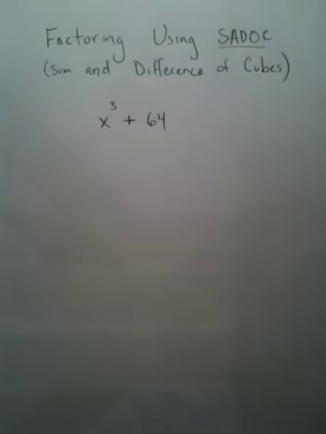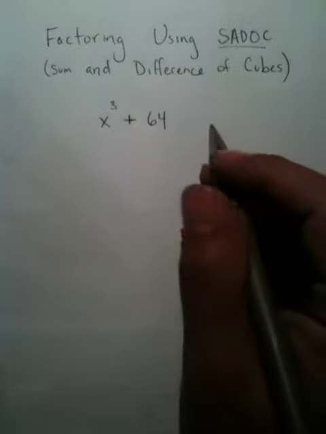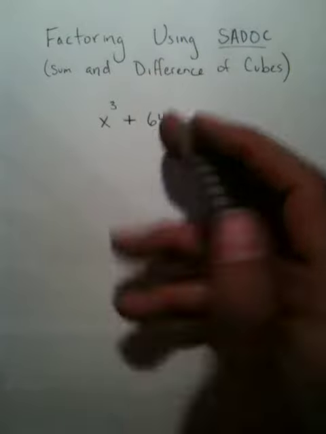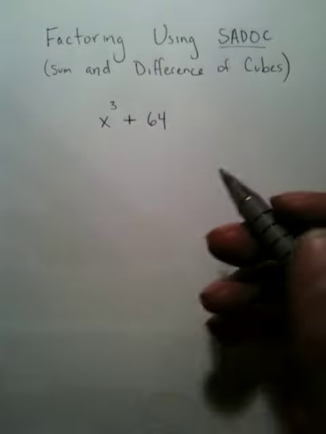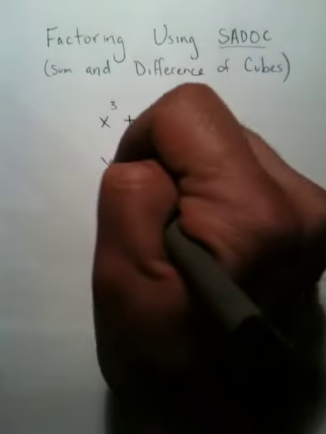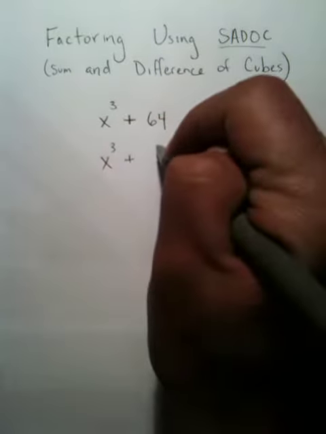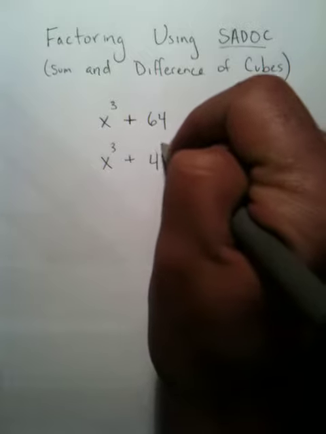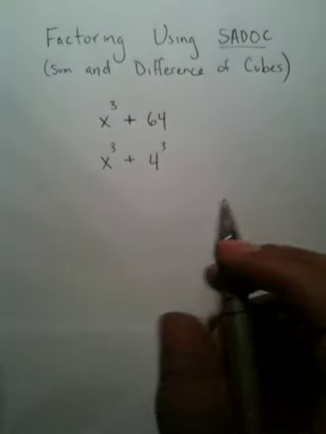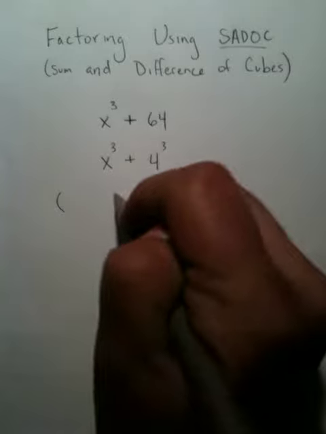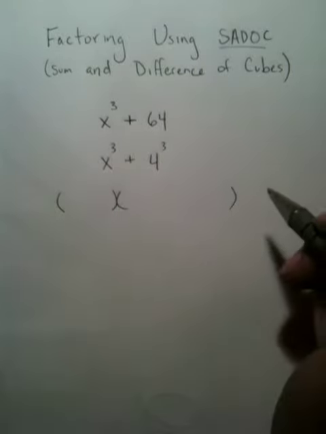Factoring using the sum and difference of cubes is actually a very short process. What happens is you need to look for a binomial that obviously is made up of two cubes. In this instance, we have 64, which is the same thing as 4 to the third power. Now what happens is when you factor this, you're going to end up with a binomial answer and a trinomial answer.